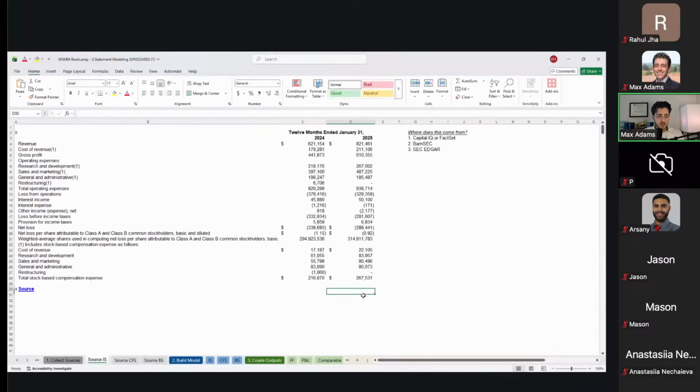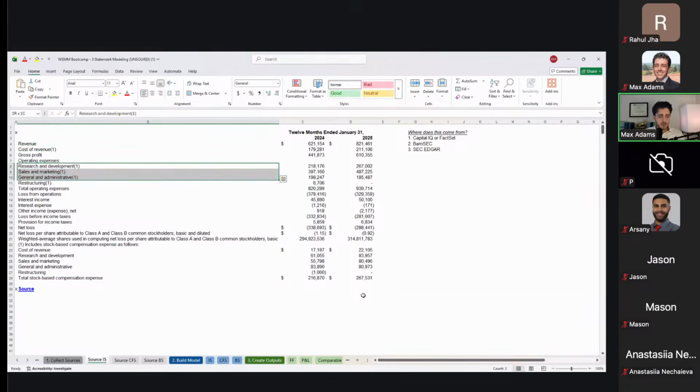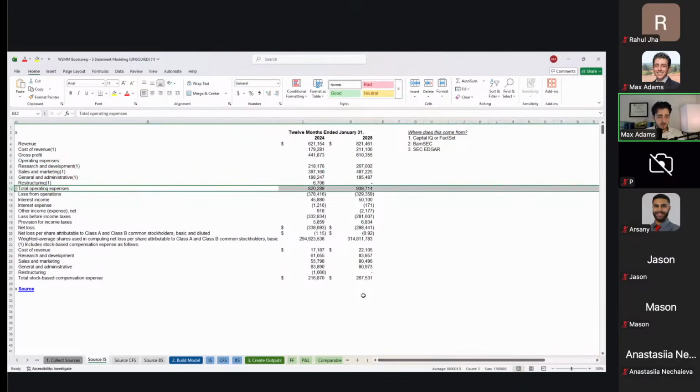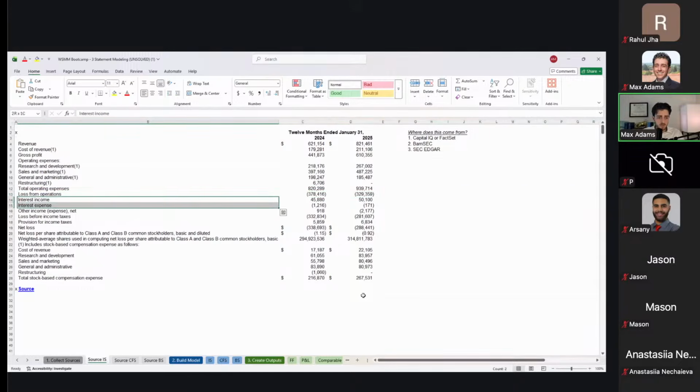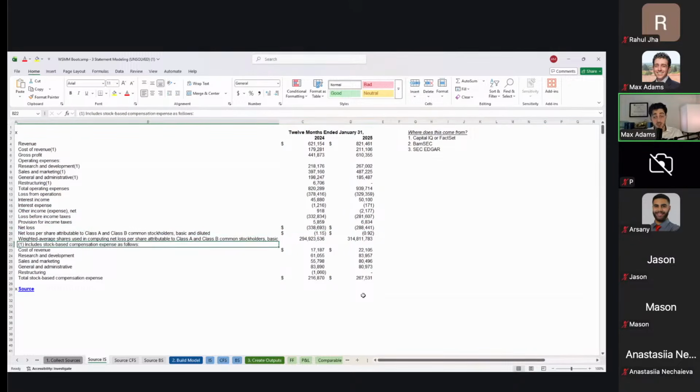On the income statement, we've got the revenue, the COGS, and the gross profit. We've got the OpEx broken down into R&D, sales and marketing, G&A, restructuring, and then also total. It sums up the operating expenses, and that gets us the loss from operations, which is more or less equivalent to our EBIT. Then we've got interest income, interest expenses, other income and expenses, loss before taxes, taxes, and net income. Then you've got share counts, and then you figure out earnings per share and things like that. That's the topography of the income statement.